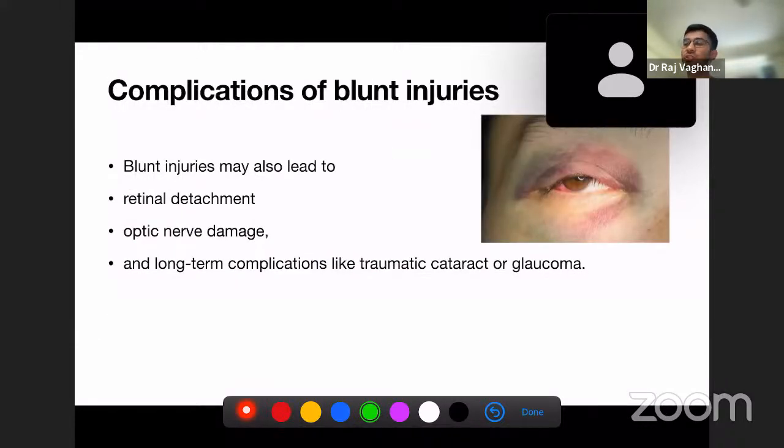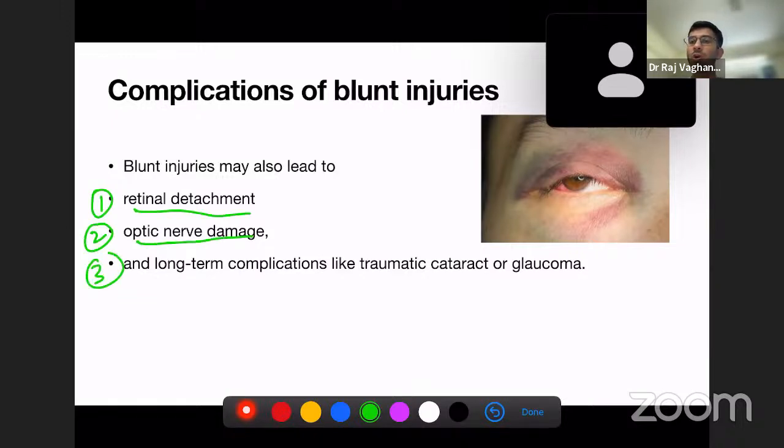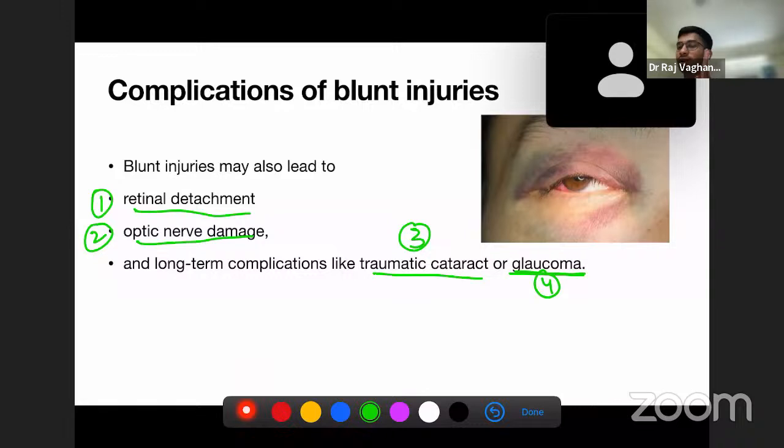What are the complications of blunt injuries? In the patient, blunt injuries can lead to retinal detachment, where the retina detaches from the eyeball. They can cause optic nerve damage, and long-term complications like traumatic cataract or glaucoma. I'll just write it down. Third is traumatic cataract. Fourth is glaucoma. So these are the four complications: retinal detachment, optic nerve damage, traumatic cataract, glaucoma.